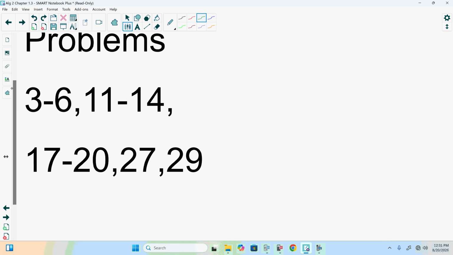That is it. We are done with 1.3. 3 through 6, 11 through 14, 17 through 20, 27, 29, all of them are apply the given transformation. 27 and 29 are going to have 2. So there will be 2 transformations you'll do with those there. And 17 through 20, and I think one of the 2 that has 2 is going to have a horizontal stretch or shrink. So be careful with it. Just making sure we flip that. But that is it.